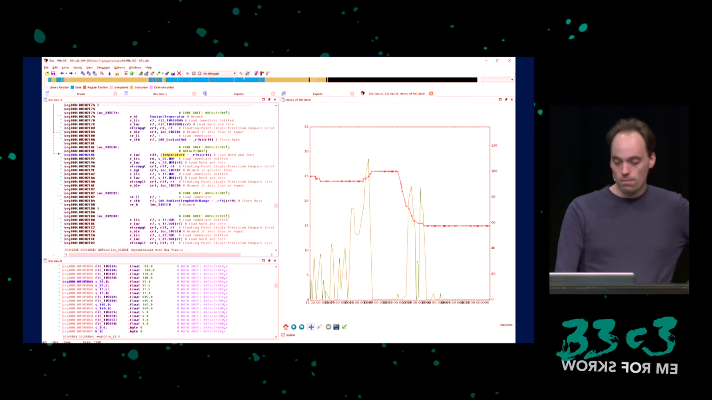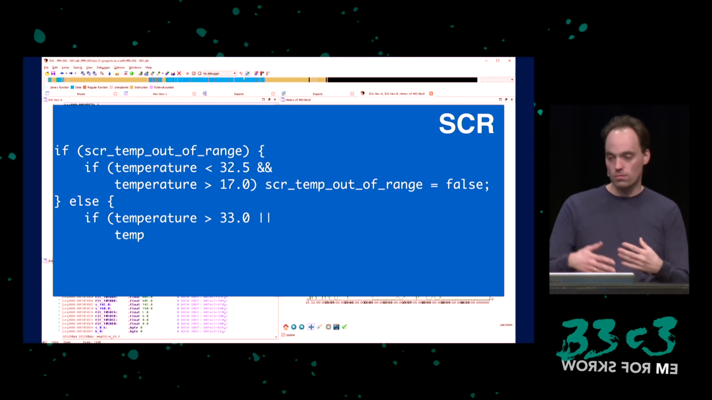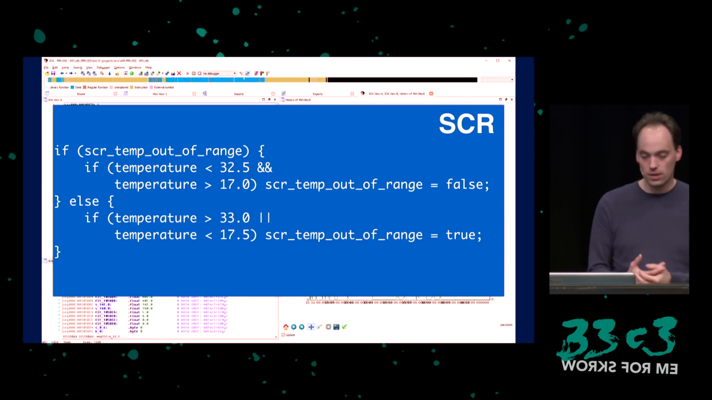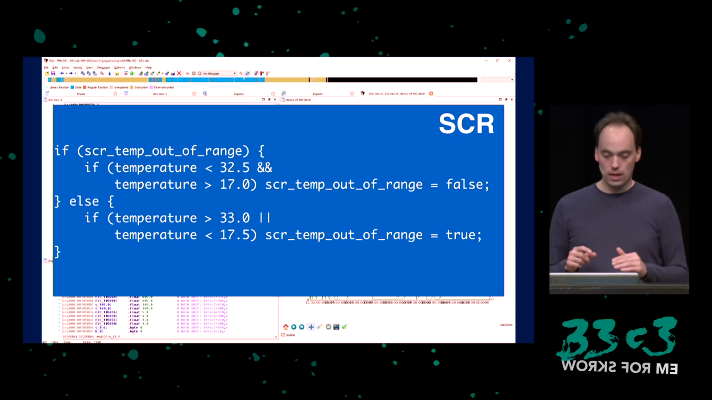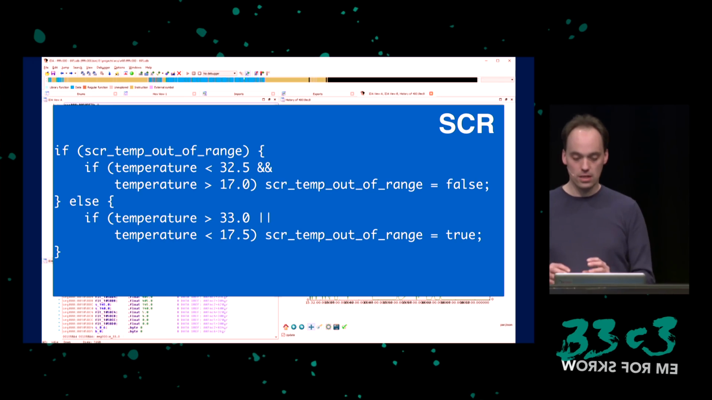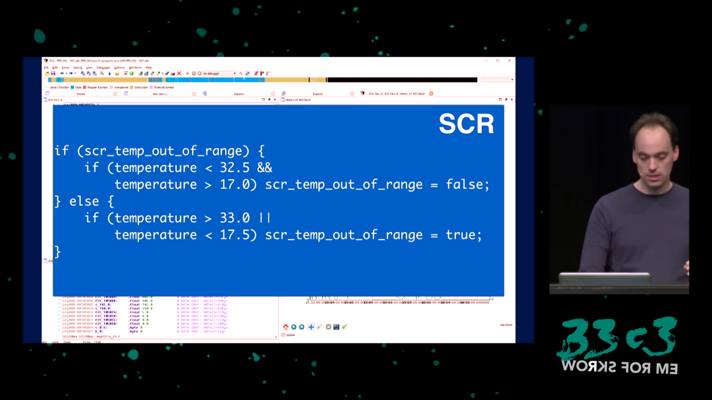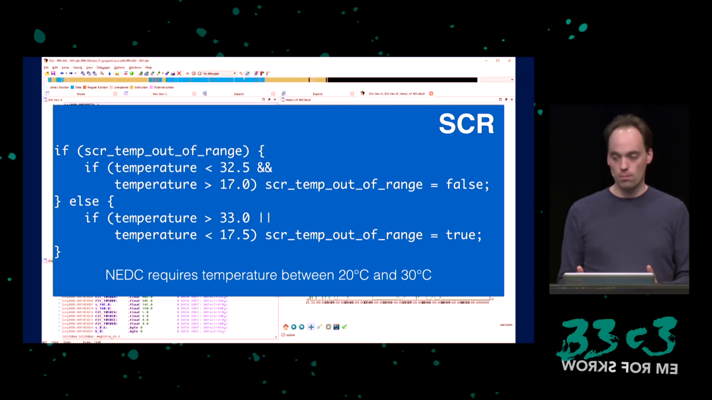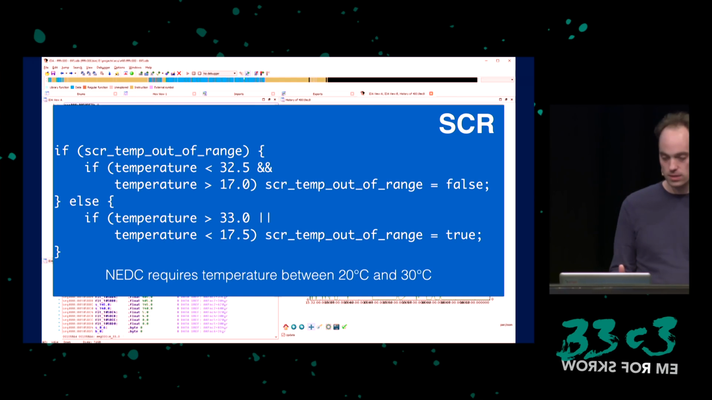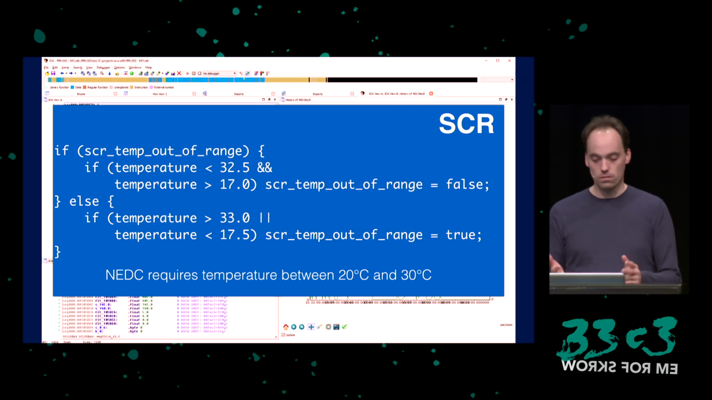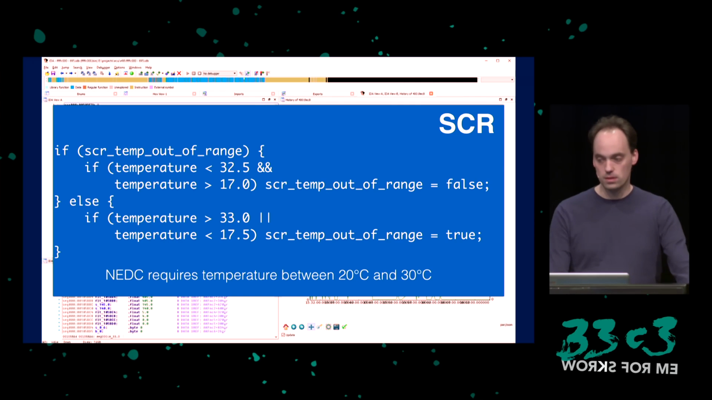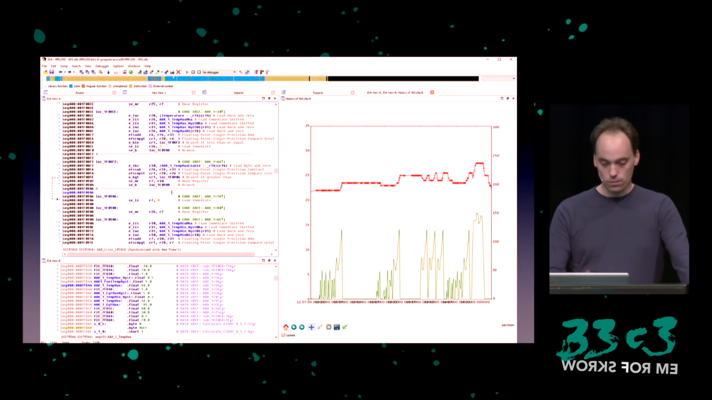So one of the first things I found was basically something that resembles this. There was something that looked at the ambient temperature, and this basically checks for range, right? And this was for controlling the SCR system. It's interesting to know that the NEDC requires the temperature between 20 and 30 degrees Celsius, and this is right centered around this when they check from 17.5 to 33 degrees Celsius. But this was, of course, nothing new.